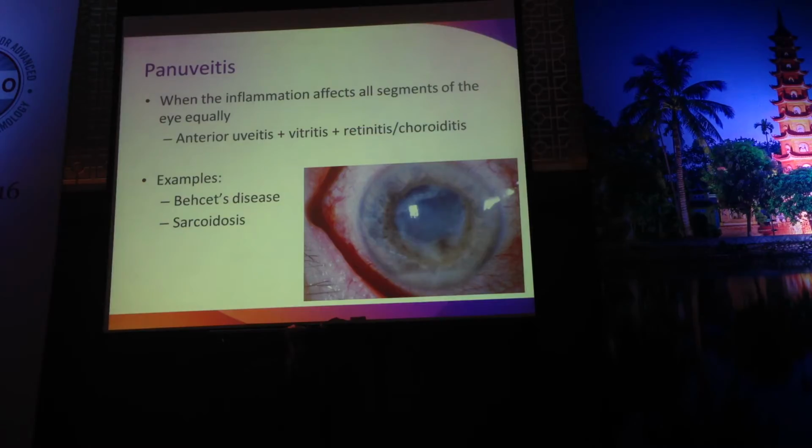Panuveitis is obviously when the inflammation is focused in all parts of the eye: anterior, vitritis, and retinitis choroiditis. All three areas are affected equally. And classic examples are infectious, but also Behçet's disease and sarcoidosis.